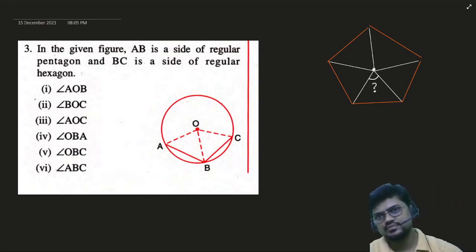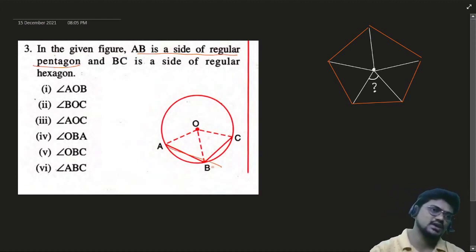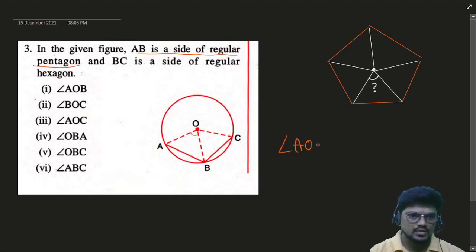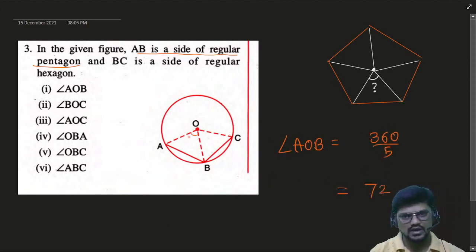Now in the given figure, AB is a side of a regular pentagon. So what will be this angle? Angle AOB will be equal to 360 upon 5. That gives you 5 sevens are 35, and then 72. So this angle will be 72.